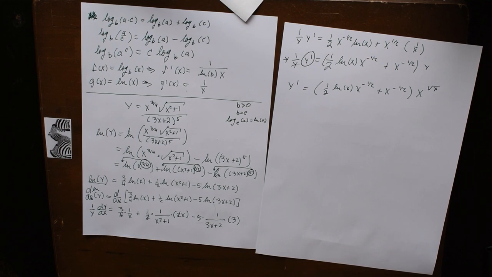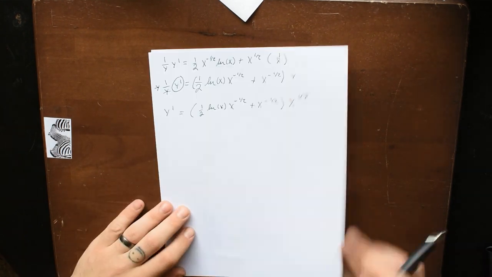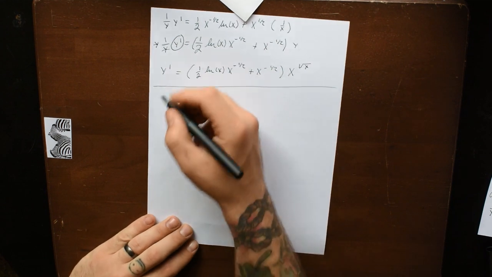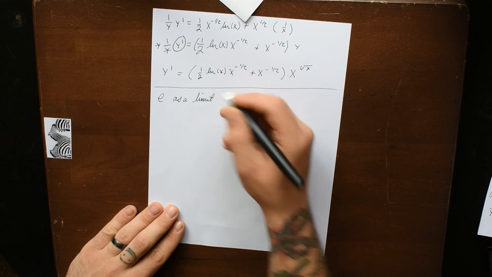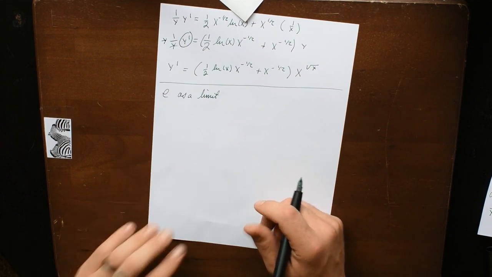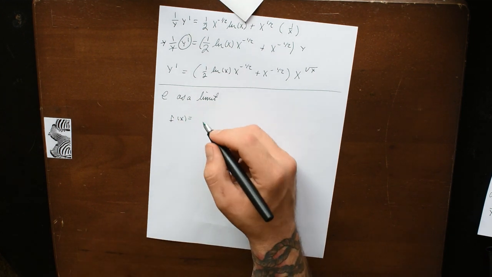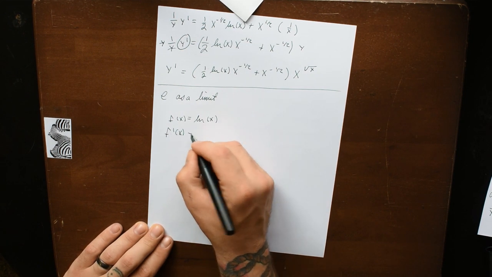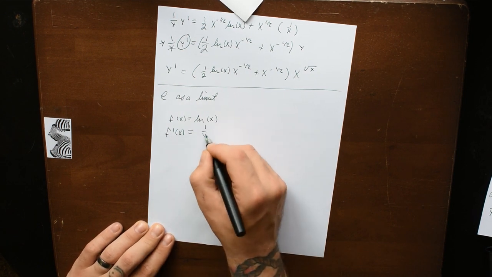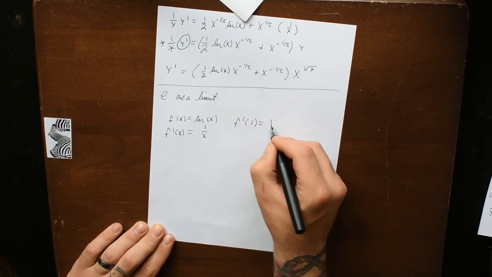So I've got a derivation for you now. Let's talk about the number e. We're going to talk about e as a limit. Okay, so if we have f of x being equal to the natural log of x, then we have f prime of x being equal to 1 over x. So f prime of 1 is equal to 1.